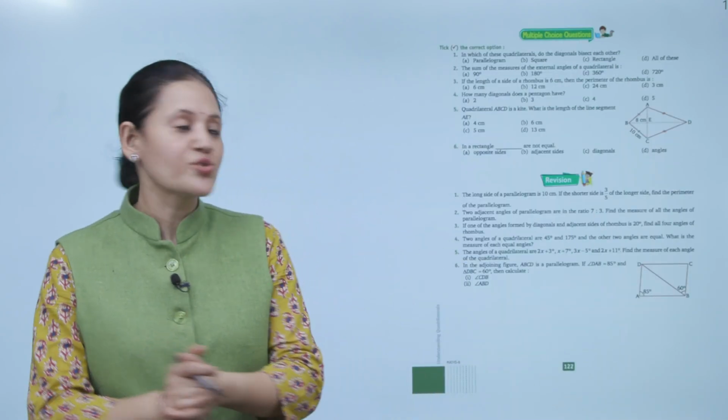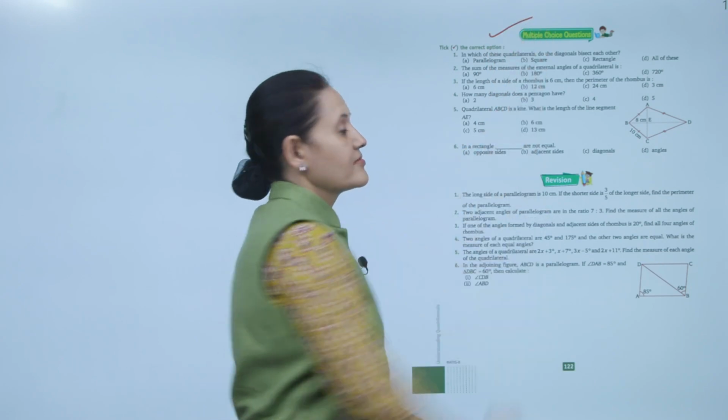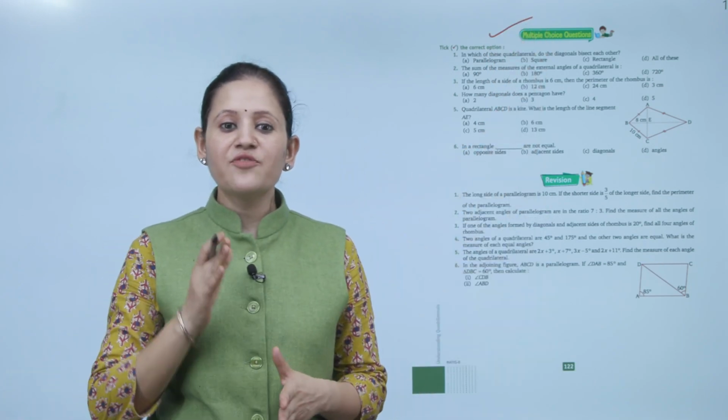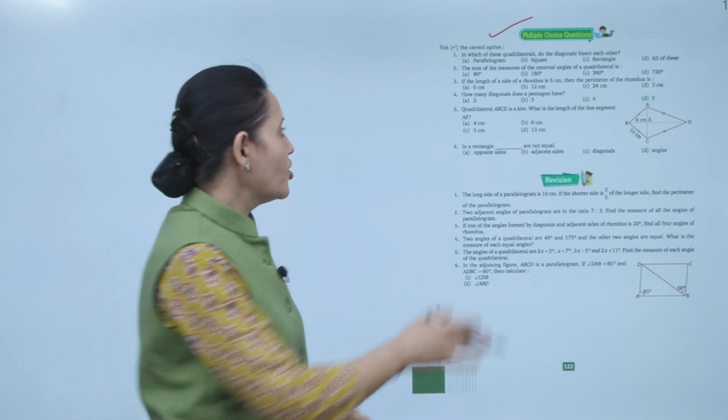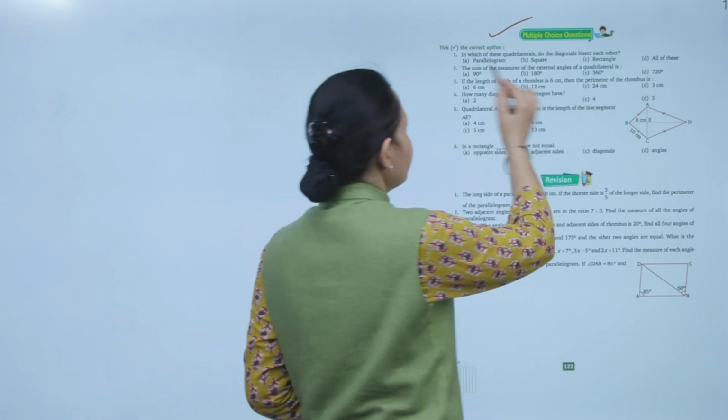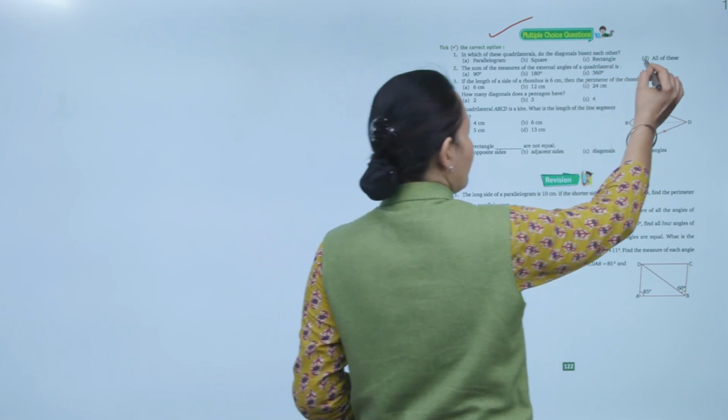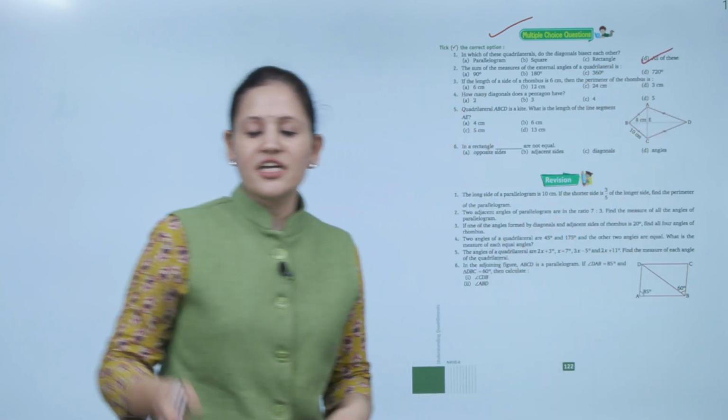Next is multiple choice questions. Choose the correct option. In which of these quadrilaterals do the diagonals bisect each other? So the answer is all of these: parallelogram, square, rectangle, in all of these. So D is the correct option here.